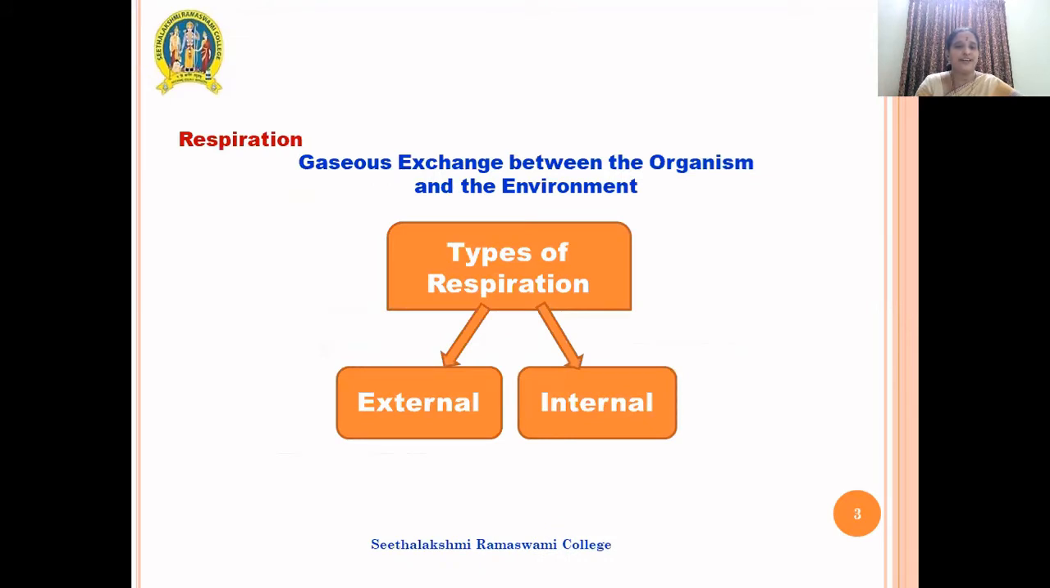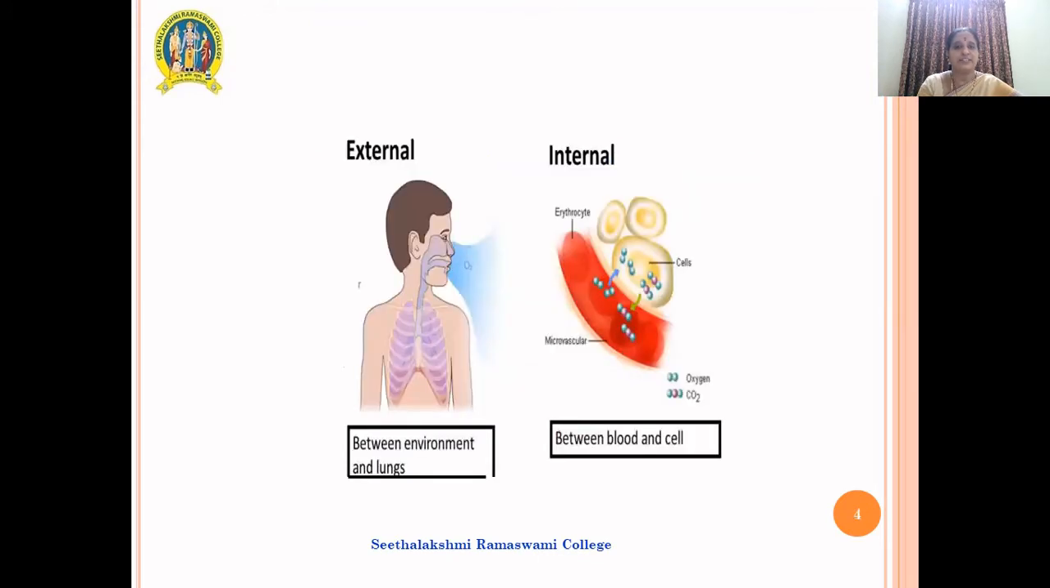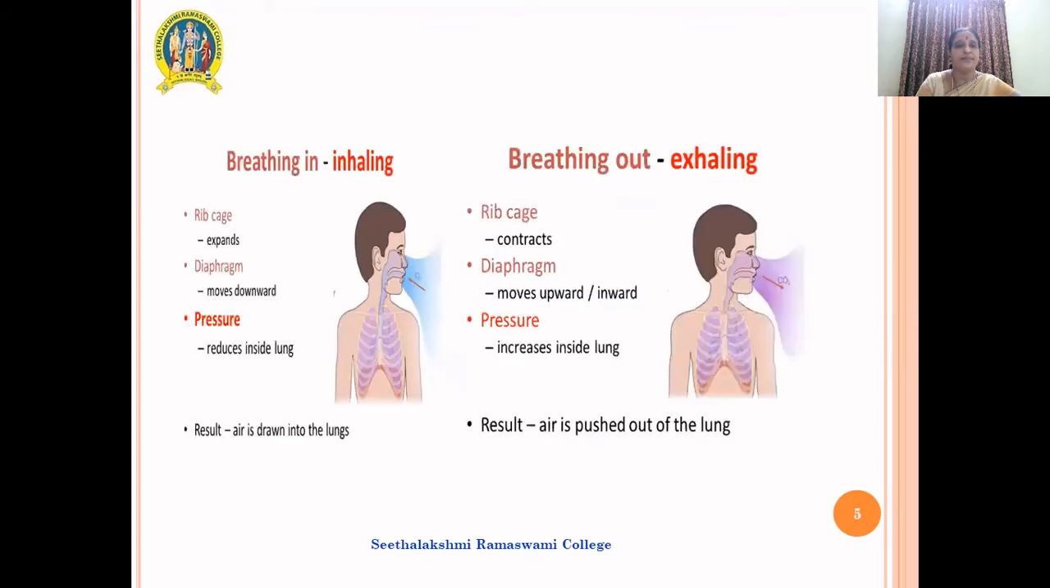So to define respiration scientifically, it is the gaseous exchange which happens between the organism and the environment. We can classify this into two broader types, namely the external respiration and internal respiration. The external respiration happens between the environment and the lungs, while the internal respiration happens between the blood and the cells inside the body.